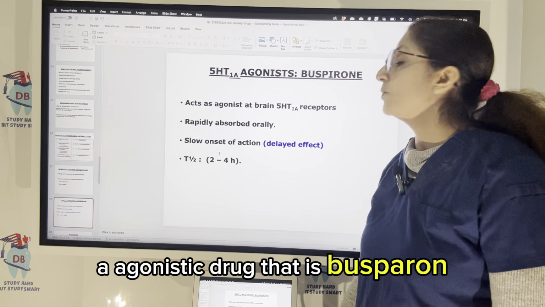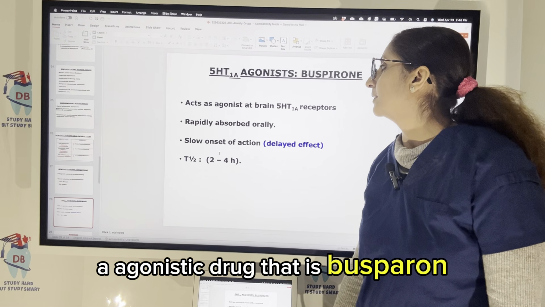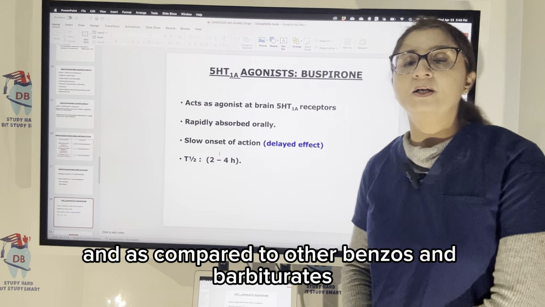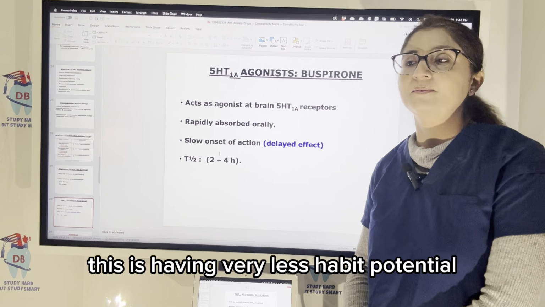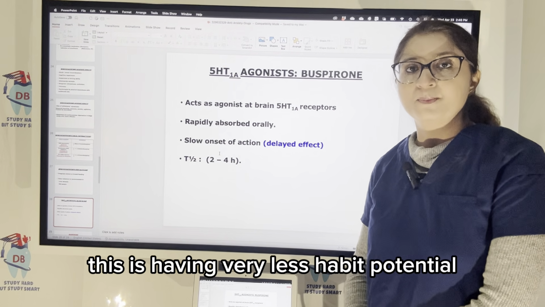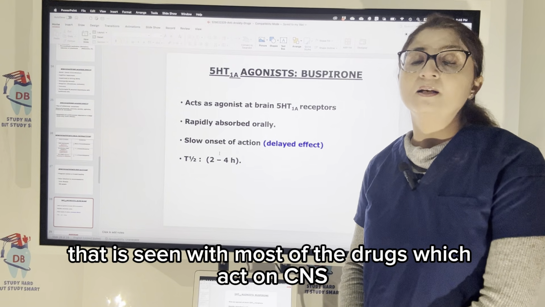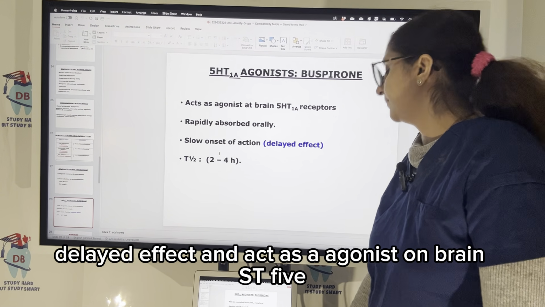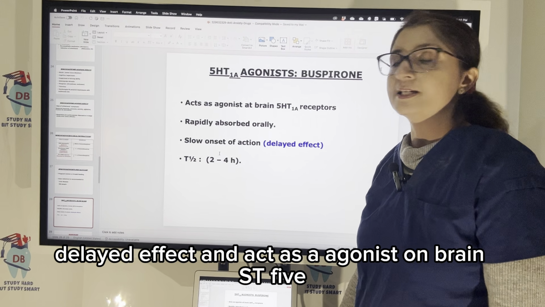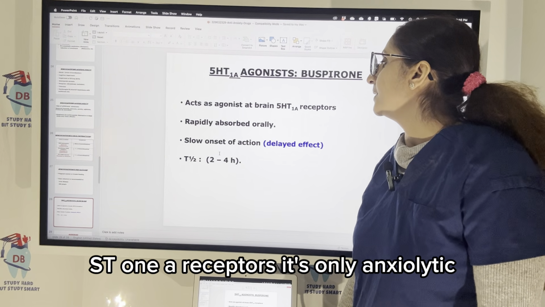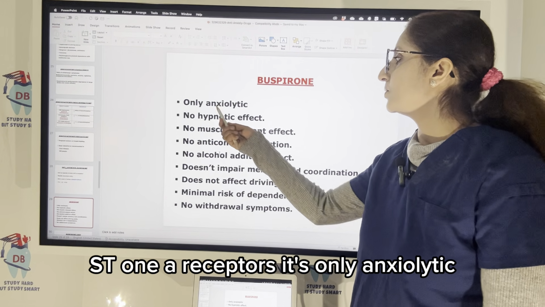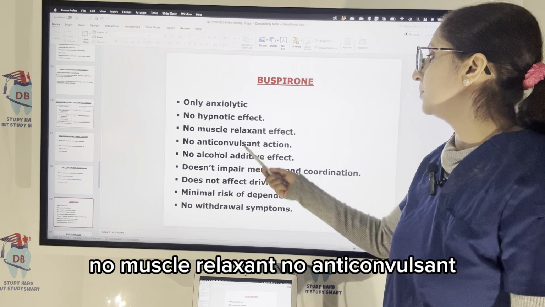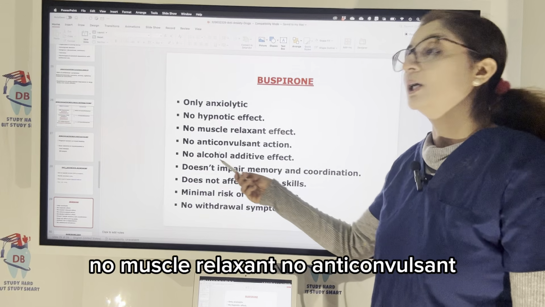a 5-HT1A agonist drug, that is Buspirone. Buspirone, this drug is having an anxiolytic effect, and as compared to other benzos and barbiturates, this is having very less habit potential or addictive potential that is seen with most of the drugs which act on CNS. It has a slow onset of action, delayed effect, and acts as an agonist on brain 5-HT1A receptors.